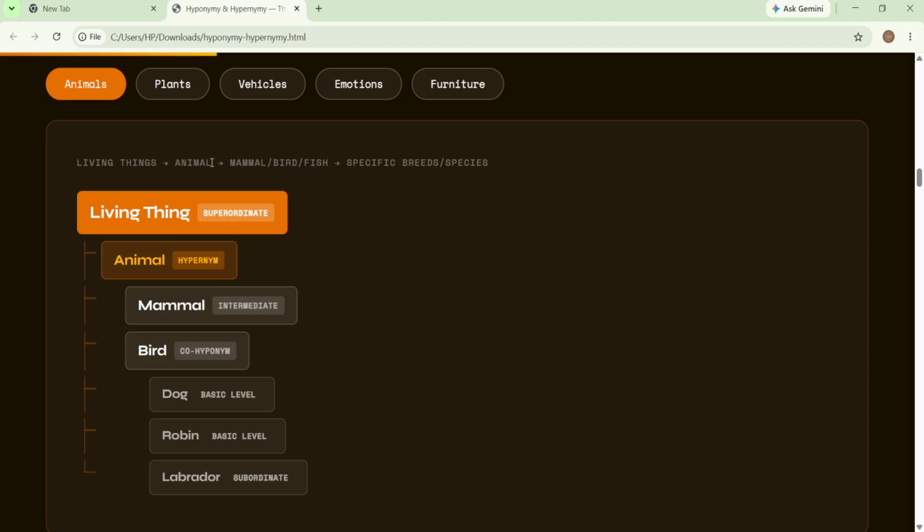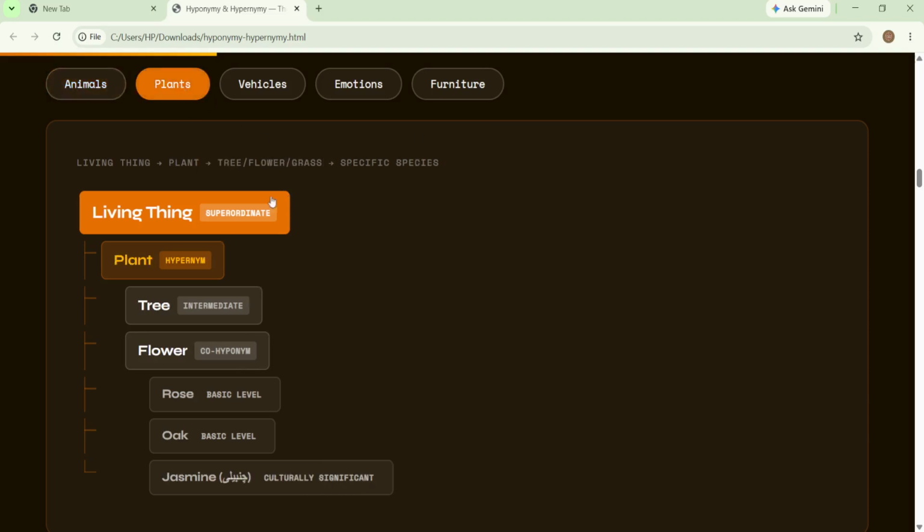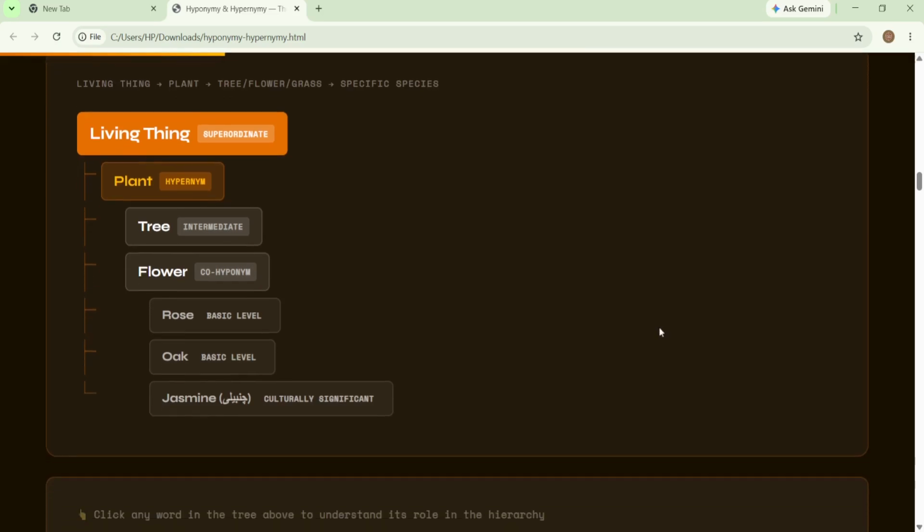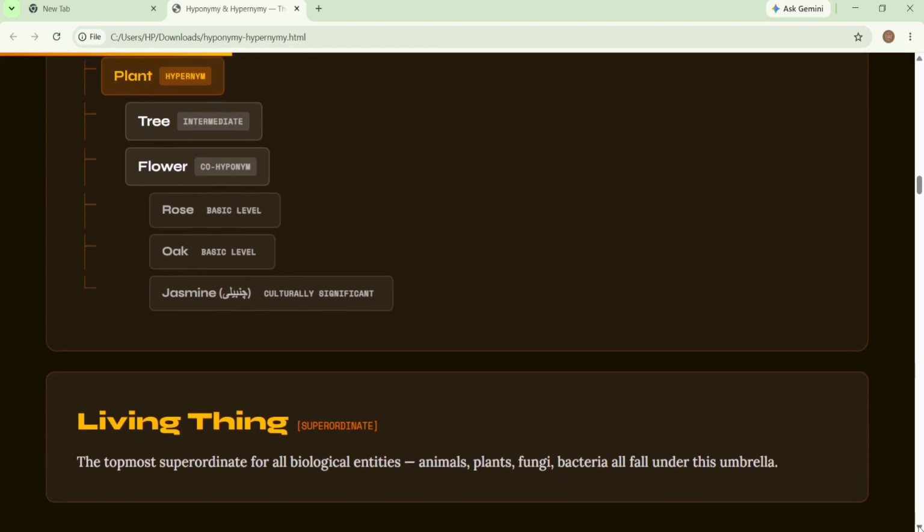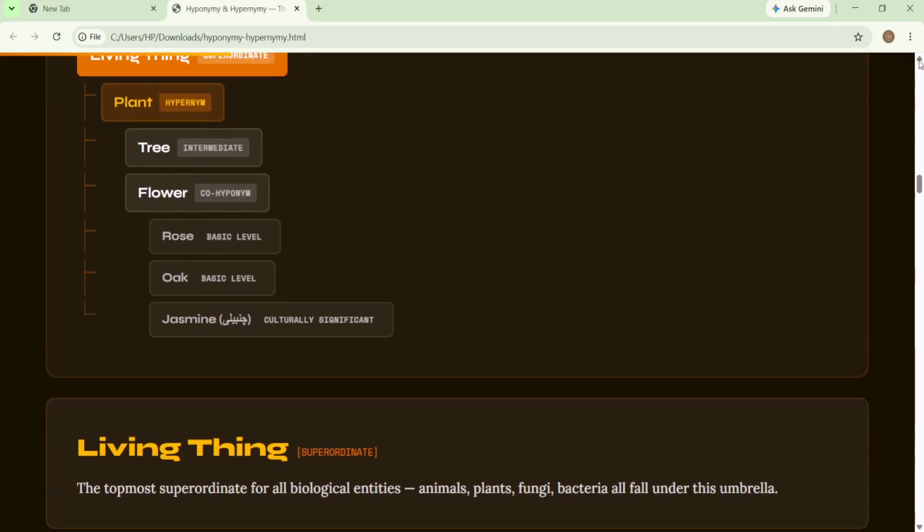Let's look at another one, which is plant. First we have living things, then plants, then trees, flowers, grass, then specific species: rose, oak, jasmine. Let's look at living thing first. I clicked it. Living thing, the topmost superordinate of all biological entities. Animal, plant, fungi, bacteria all fall under this umbrella.